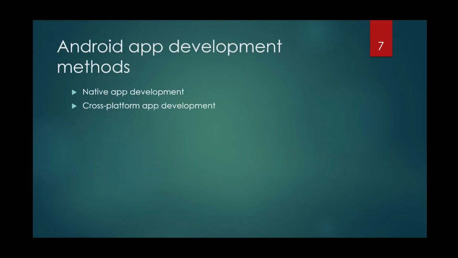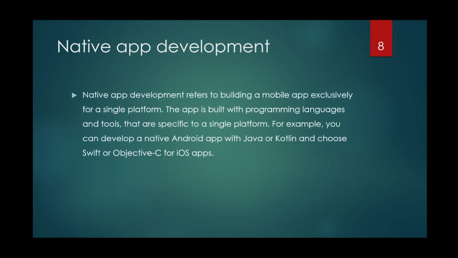There are two main methods for Android app development: native app development and cross-platform app development. Let's see what the differences between these two are. I will start with native app development. Native app development refers to building a mobile app exclusively for a single platform. The app is built with programming languages and tools that are specific to a single platform. For example, you can develop a native Android app with Java or Kotlin, and you can choose Swift or Objective-C for iOS apps.